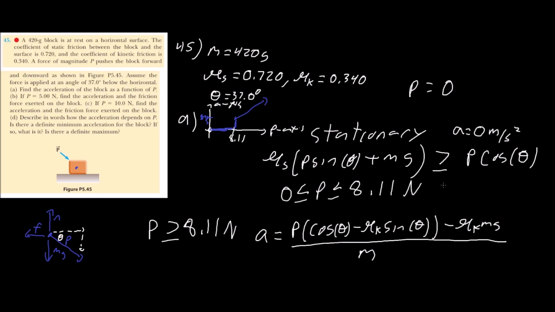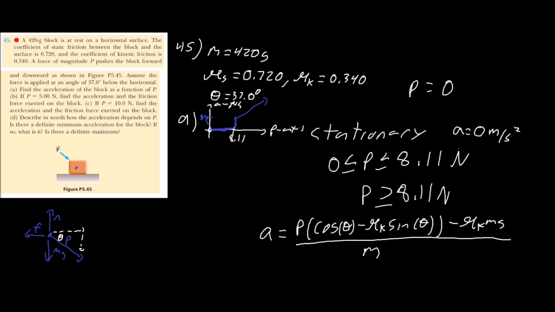You don't have to put the graphic part in. What you could do is copy this down. Because in order for the block to remain stationary, the acceleration is 0. In the cases where this is true, anything greater than that, then you're going to have that equation. All right, part B. The P is 5 newtons. Fantastic. Well, I already have this stored in the calculator, so I'm just going to put 5 newtons. The acceleration is 0.